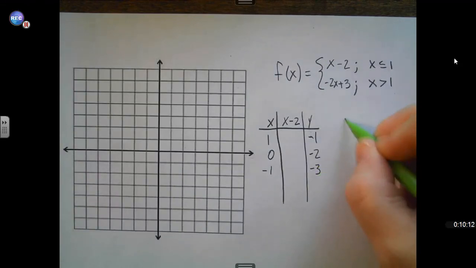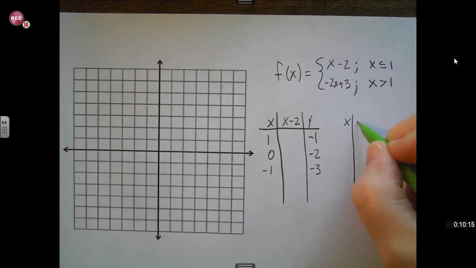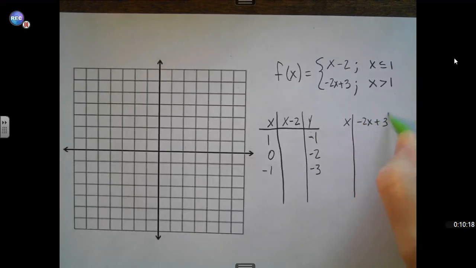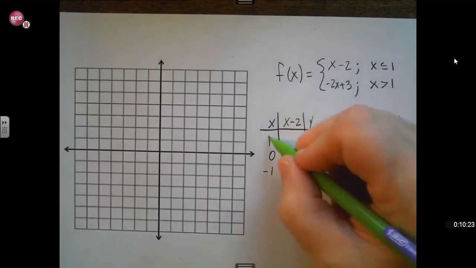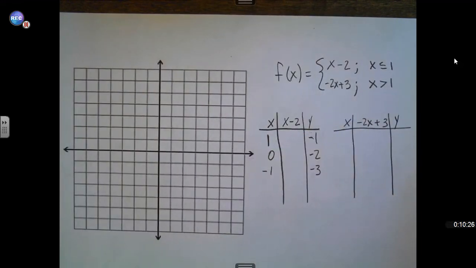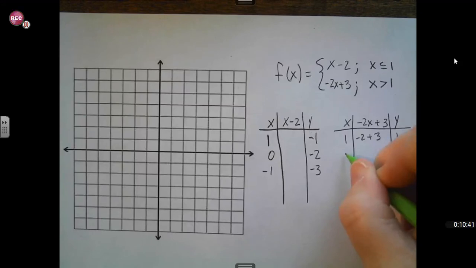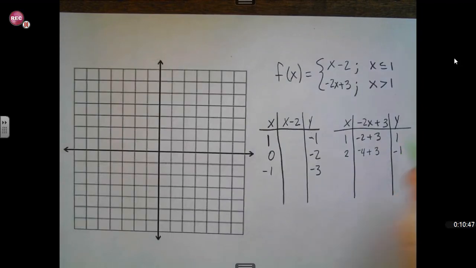And then my other function is defined as negative 2x plus 3. And even though it does not equal 1, I'm still going to plug in 1 because it's my swing point, and I need to know what that graph is doing at 1 and just to the right of 1. So I plug in 1, I get negative 2 plus 3 is positive 1. Plug in 2, and I get negative 4 plus 3, which is negative 1. I plug in 3, and I get negative 6 plus 3 is negative 3.